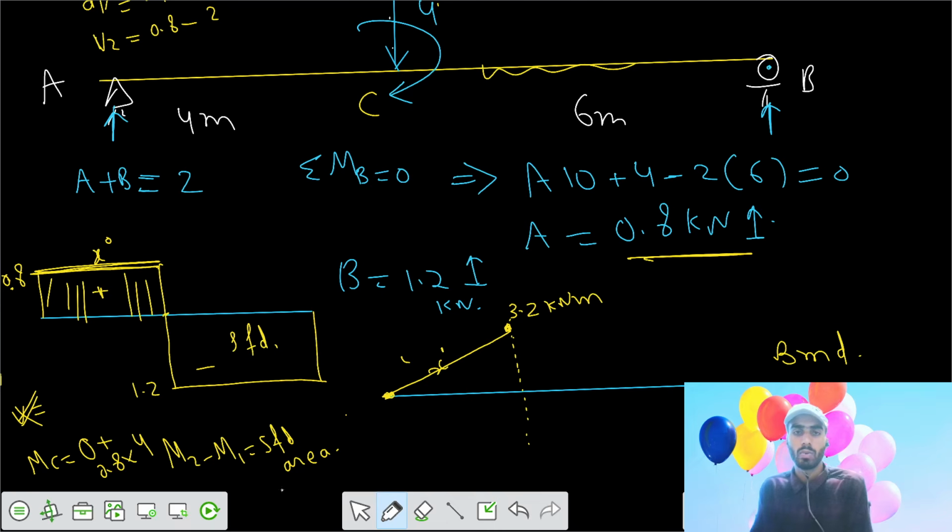The point I was saying earlier: for the shear force diagram, there are n number of critical points, and if the shear force changes sign i times, then the BMD would have n plus i critical points. So we got one more critical point for the bending moment diagram at the point where shear force changes sign.